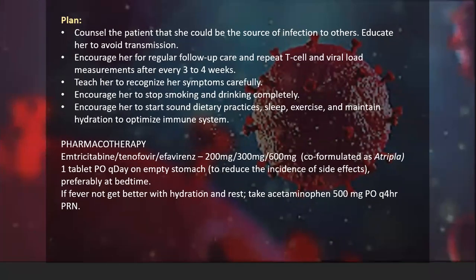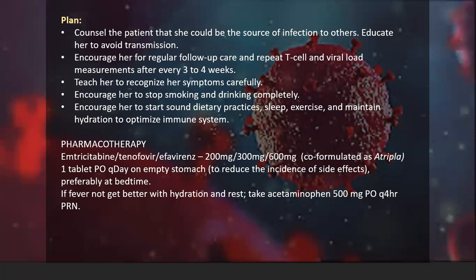Plan. Counsel the patient that she could be the source of infection to others. Educate her to avoid transmission. Encourage her for regular follow-up care and repeat T-cell and viral load measurement every 3 to 4 weeks in order to monitor the effectiveness of treatment and keep an eye on the disease progression. Teach her to recognize her symptoms carefully. Encourage her to stop smoking and drinking completely. Encourage her to start sound dietary practices, sleep, exercise, and maintain hydration to optimize the immune system.